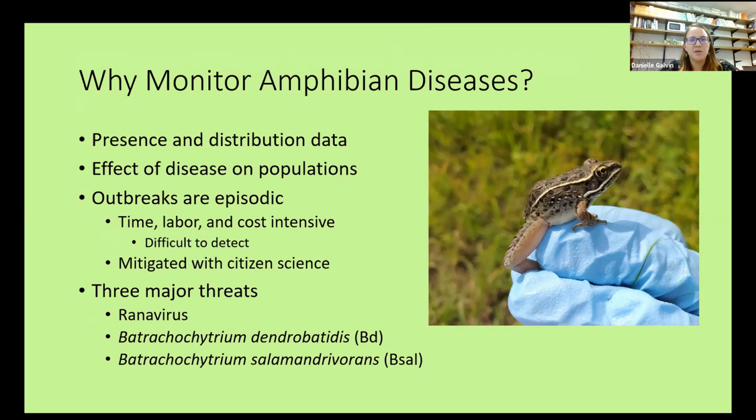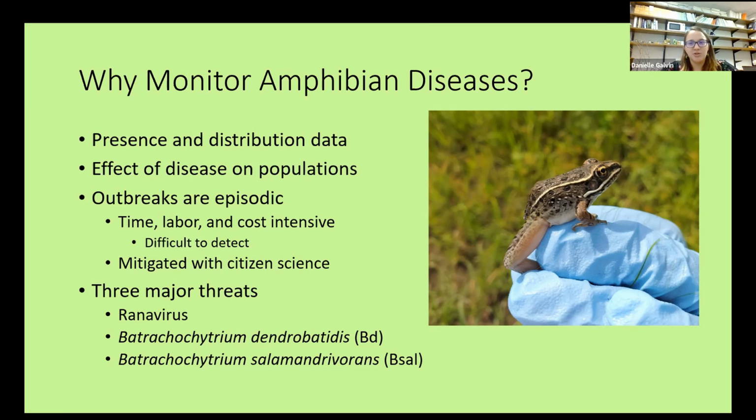One of the main reasons that I would like to use citizen science rather than just my own efforts is because amphibian disease outbreaks are typically episodic. So they'll pop up randomly throughout the year and are typically short-term events. Therefore, they require consistent effort in order to properly detect. This consistent effort can often be time, labor, and cost intensive. I can then mitigate this issue by utilizing citizen science to supplement my own data collection efforts.